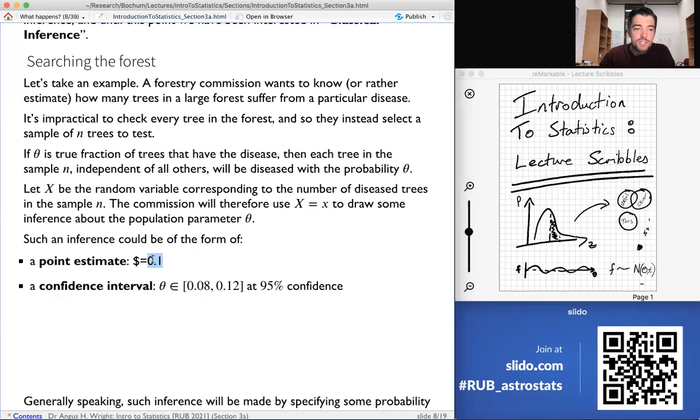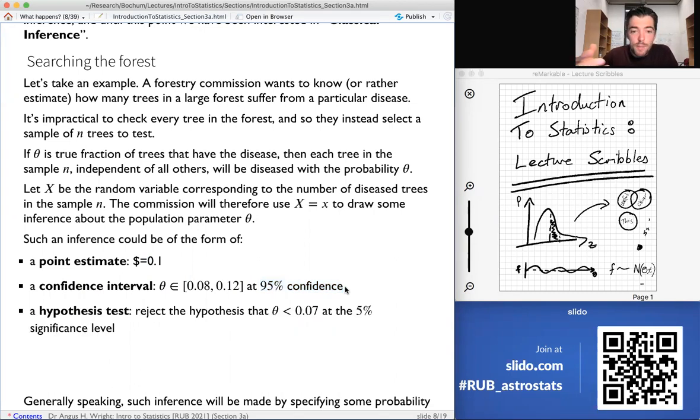Another option is we could look at a confidence interval, right? We could say that the data tells me that the value of theta lies between 0.08 and 0.12 at some confidence, some 95%, for example. So that is to say that there is a 95% chance that the true value of theta lies between the range 8% to 12%.